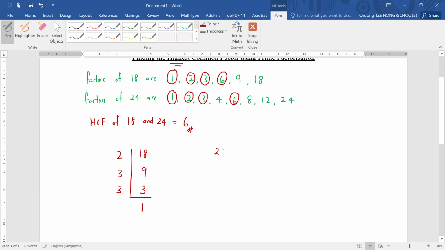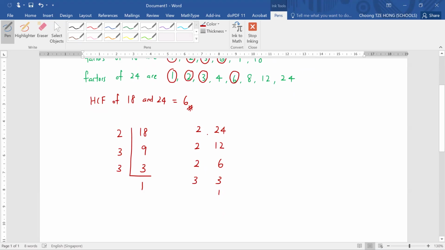Then for 24, we divide by 2 first, giving 12. Divide by 2, 6. Divide by 2, 3. Divide by 3, left with 1. So from here, we can see that 18 can be written as 2 times 3 times 3, and 24 can be written as 2 times 2 times 2 times 3.